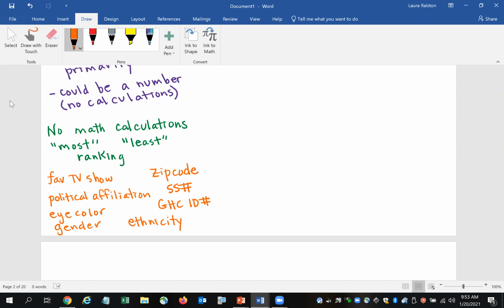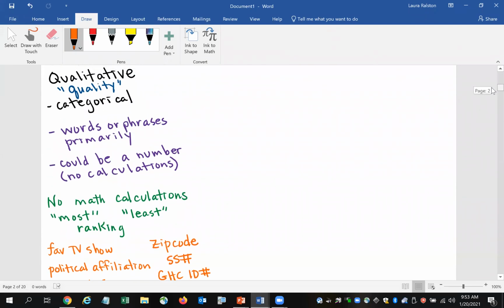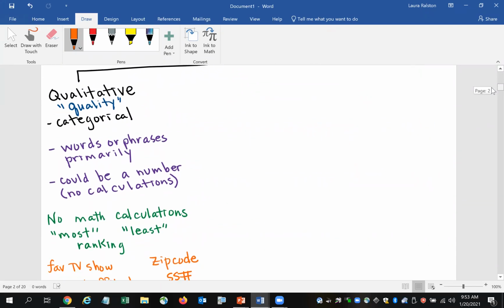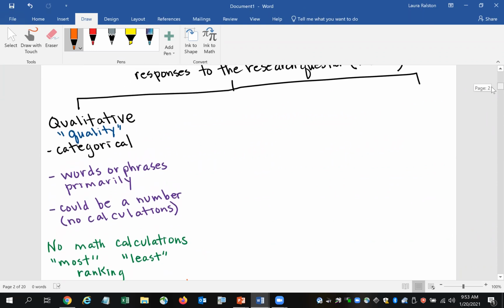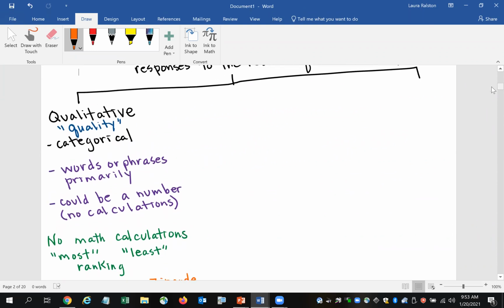Okay, since I can't see your faces, let me pause for a minute. Do you have questions about qualitative data? Qualitative data, again, is data that can be grouped into categories. It's typically words or phrases, and maybe could be a number, but not one you would calculate with. Any questions? Remember, I can't see your faces or the chat.